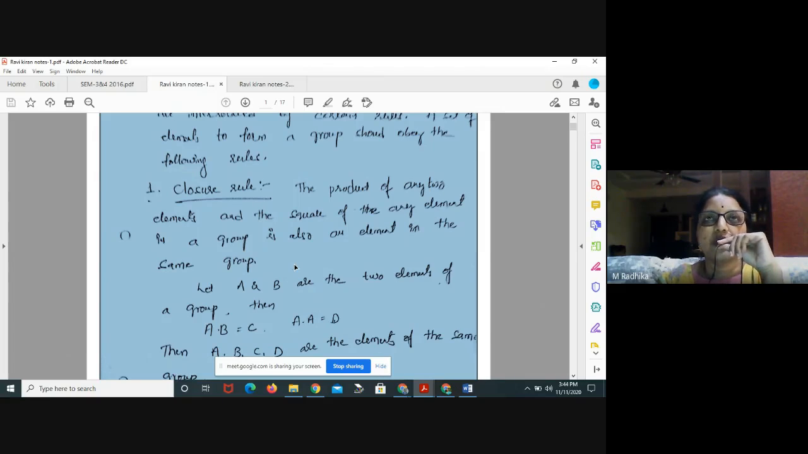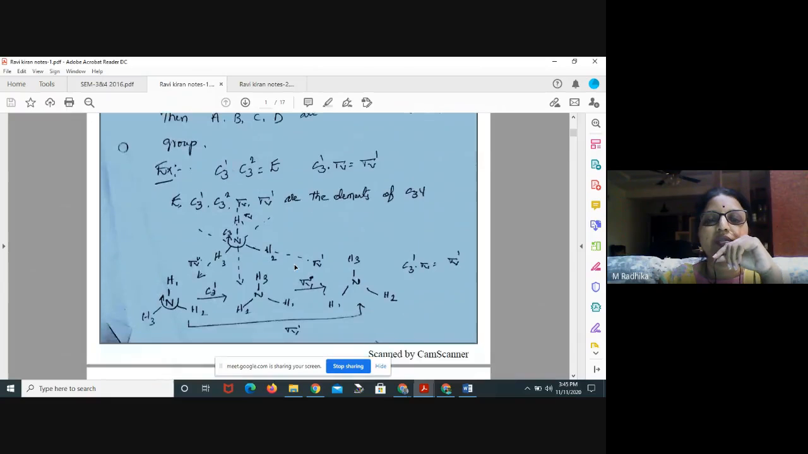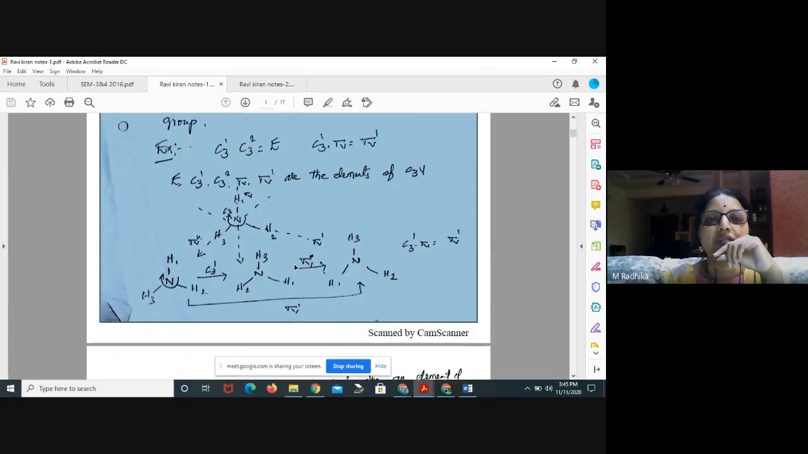So if I do any product, for example, if I do some C2 into some sigma v, the answer should be a part of the group, if I get a sigma, it should be a molecular plane. So any product I do, whatever answer I am getting, that should be an element which is present in the same point group. Then that means you are closing that point group. So you call it the closure rule. Okay. Then you have an example here. You have done all these things.